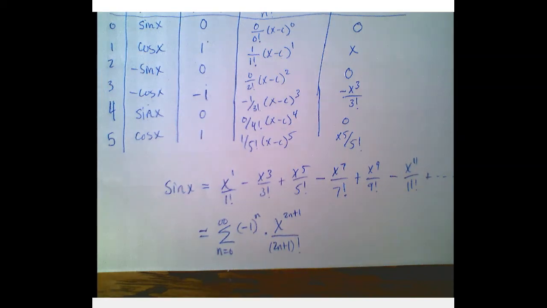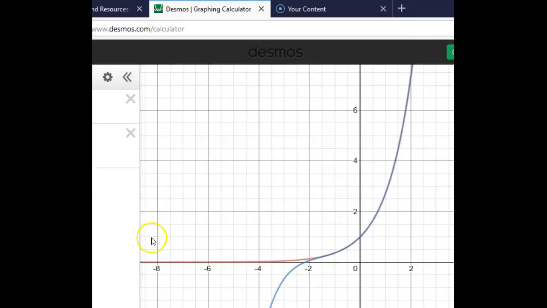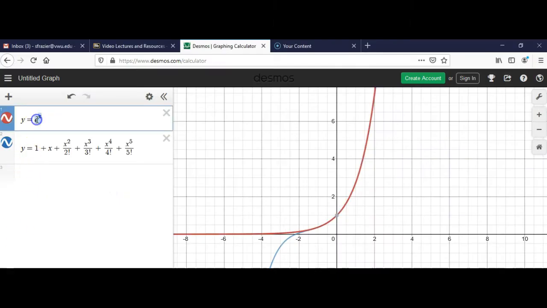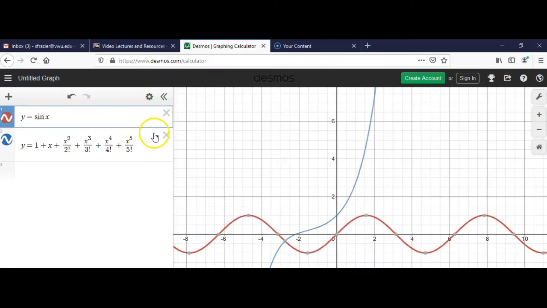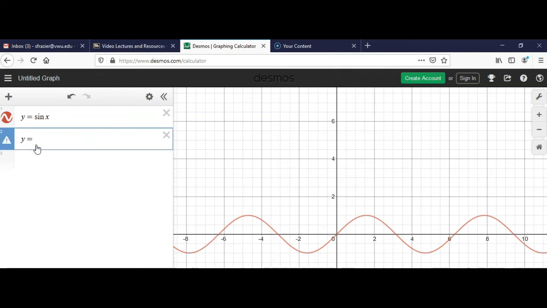We can take a look at that in Desmos as well. So let's look at sine of x, and let's see how well we approximate here. All right, so if we just use the first term from our series, it's just x, right? x minus, the next term is x to the third over 3 factorial.